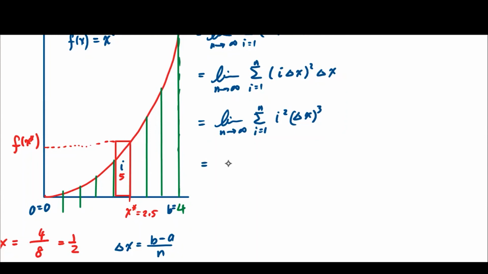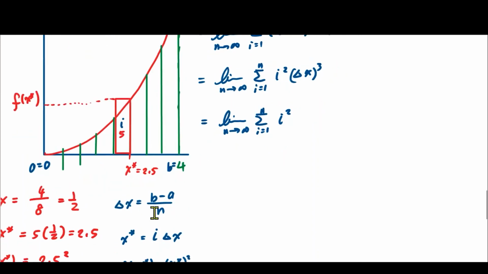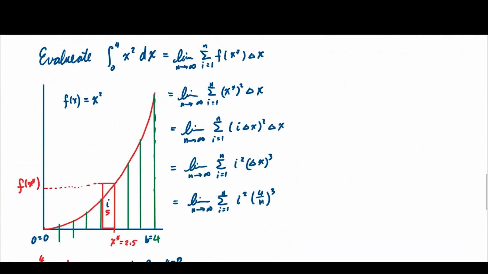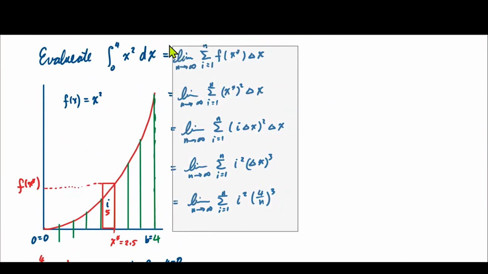Now that is equal to the limit as n approaches infinity of the sum from i equals 1 to n of i squared times delta x cubed. What is delta x? This is b minus a over n. In our case, we'll just put 4 over n, cubed. In our case, this is 4 minus 0 over n. Still with me? I think I need to clean this up a little bit because I'm not having a whole lot of space here. I'm going to move the whole thing to the right just slightly.